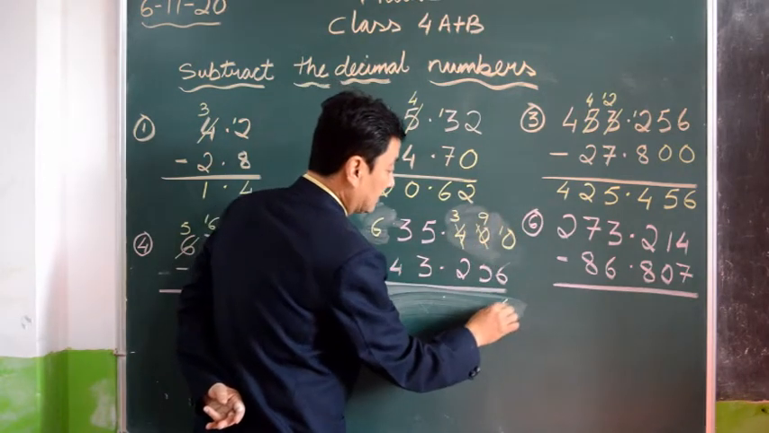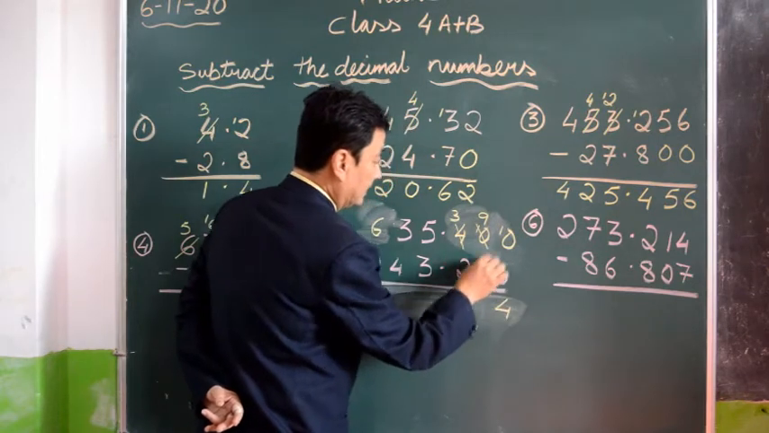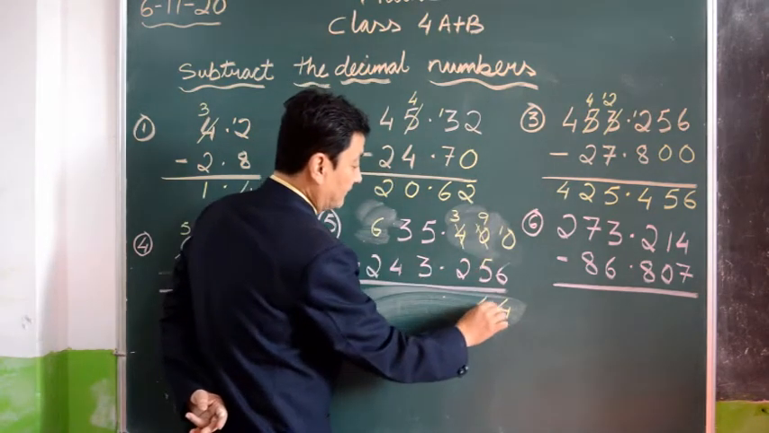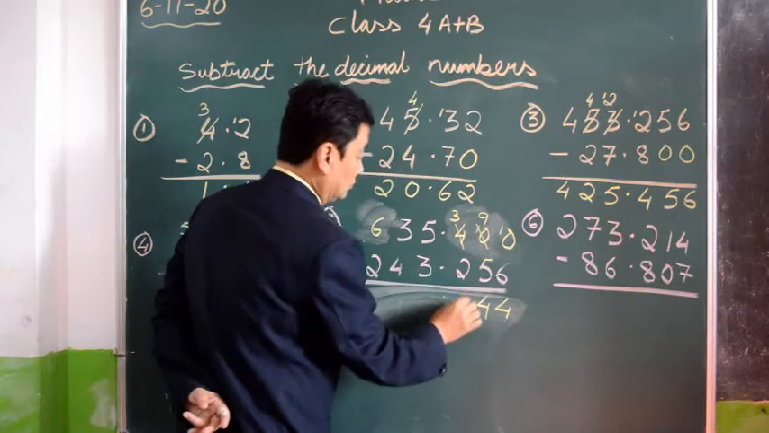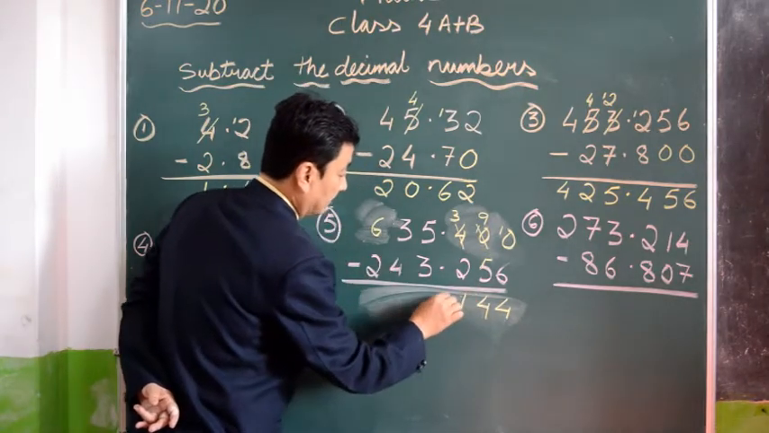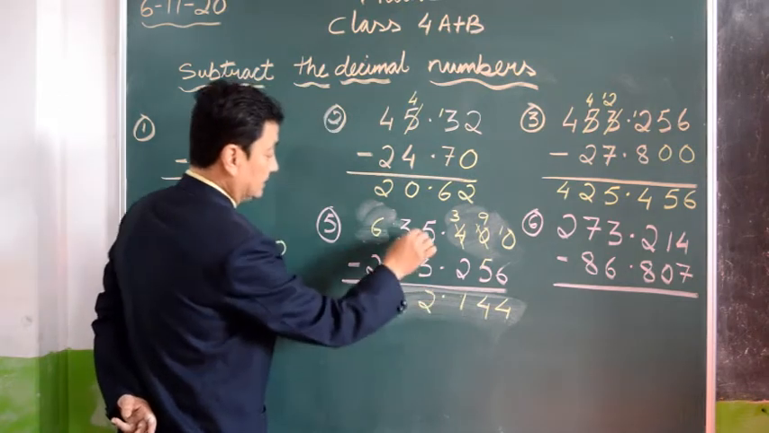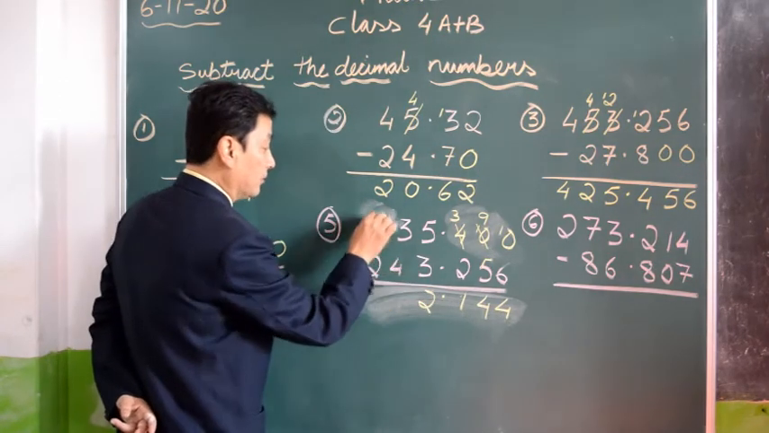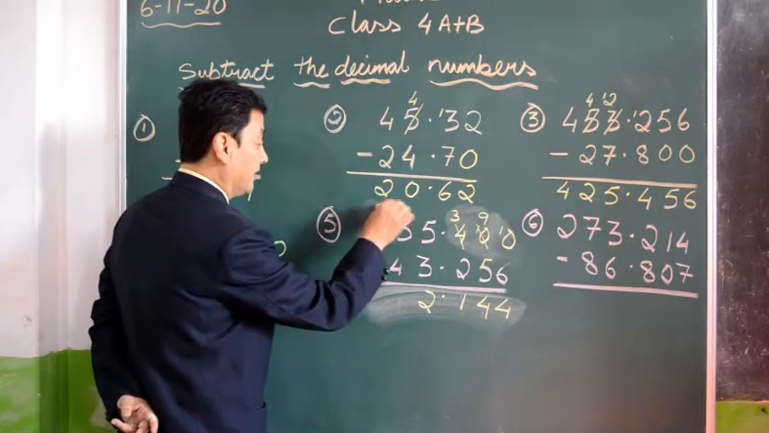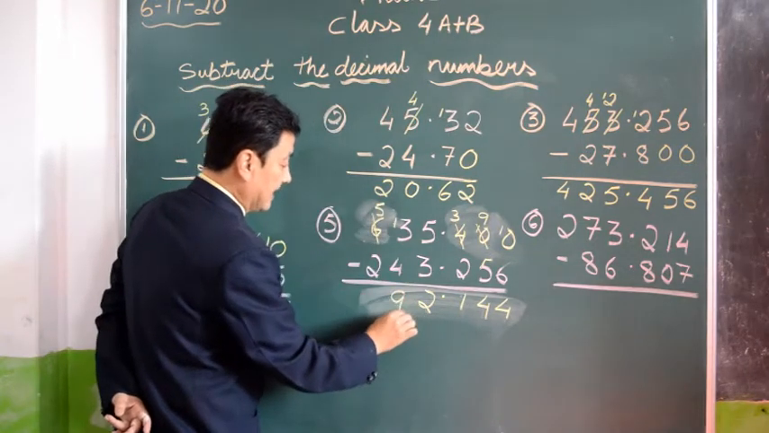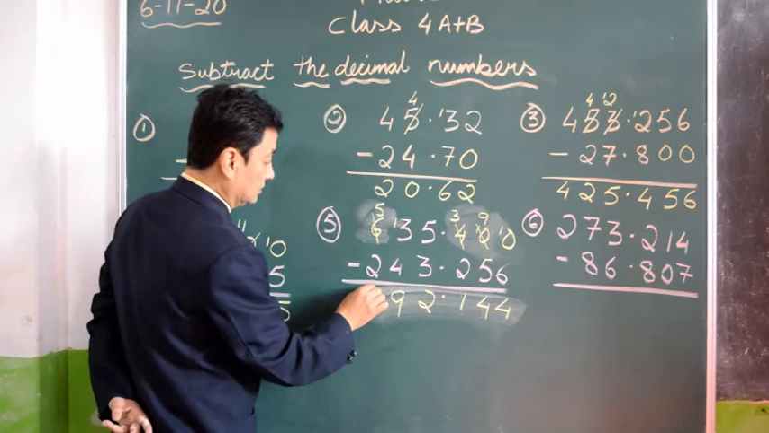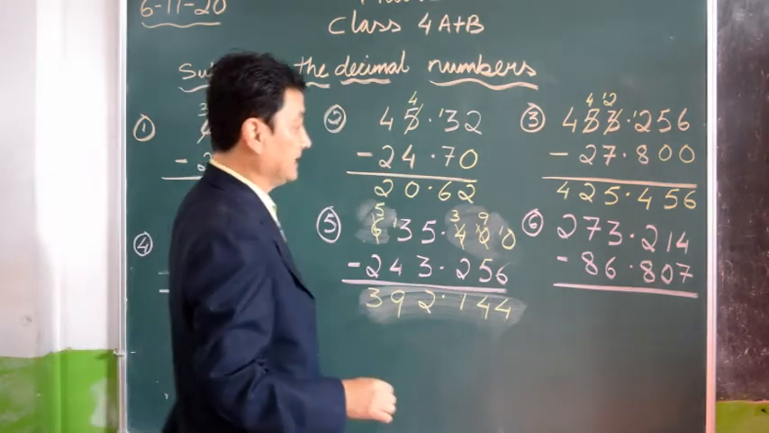10 minus 6, 4. 9 minus 5, 4. 3 minus 2, 1 point. 5 minus 3, 2. 3 minus 4, we must borrow. 13 minus 4, 9. 5 minus 2, 3. Now let's go to the next number.